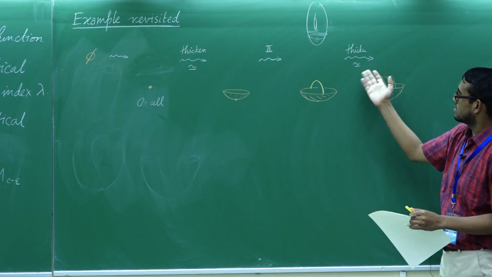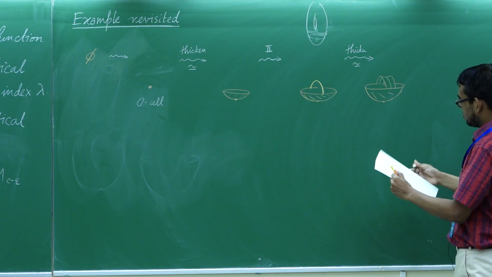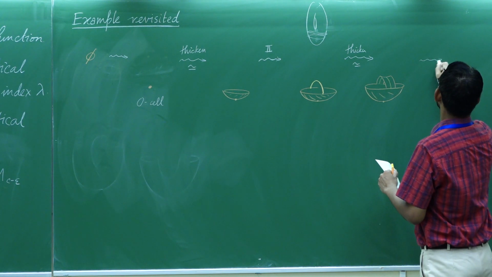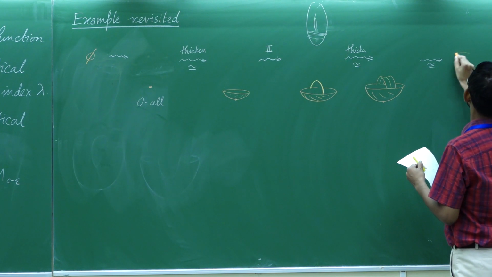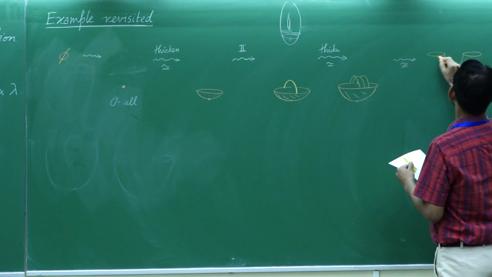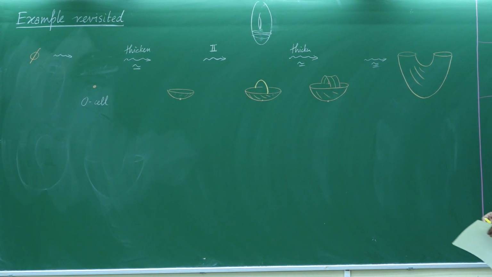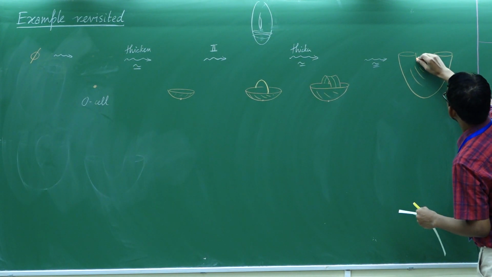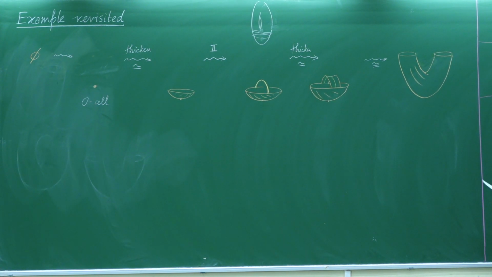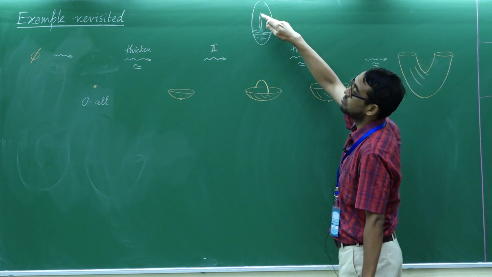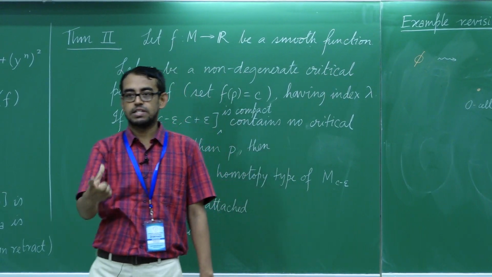But this again can be made to look like this, which is homeomorphic to something which you all know. This sort of looks like this thing, right? Okay. So now you want to go past this critical point, which is the index point. Which means this tells you that you have to attach a one cell. And a one cell is again an interval.